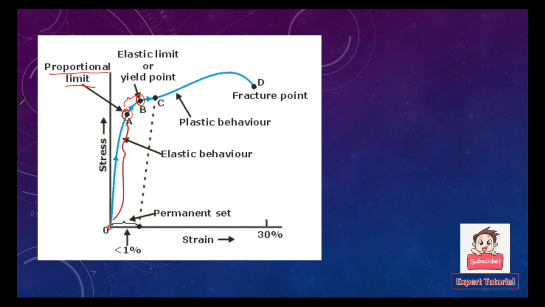That is, after withdrawing the deforming forces, it regains its original position. So this point B is known as the elastic limit, and it is called the yield point. Beyond this elastic limit B, with increasing load, the length increases very rapidly. Here the load increases, the length increases rapidly.